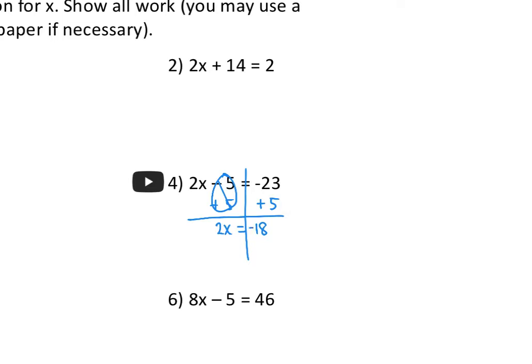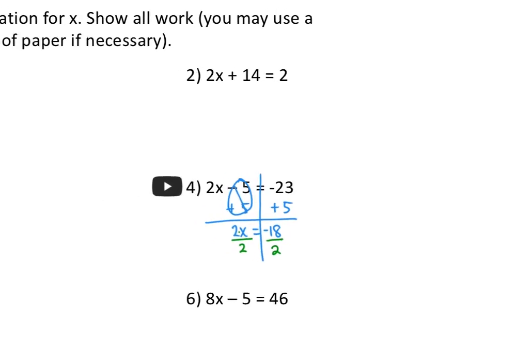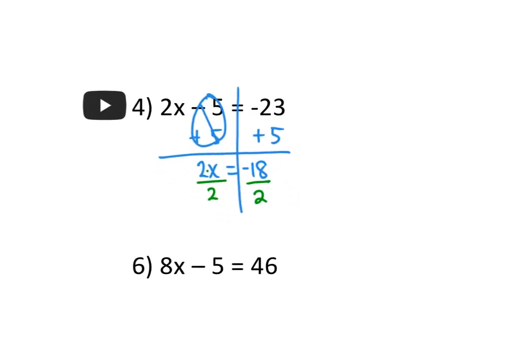The next thing we need to undo is we need to get the x by itself. So this is saying 2 times x, and the opposite of multiplication is division. So we're going to divide both sides by 2. So negative 18 divided by 2 is negative 9.